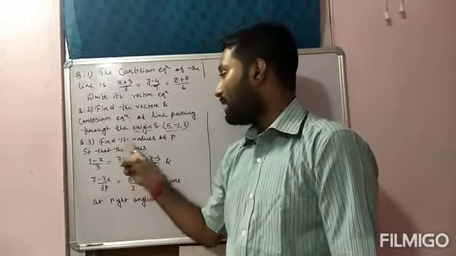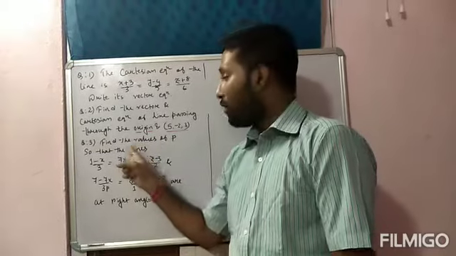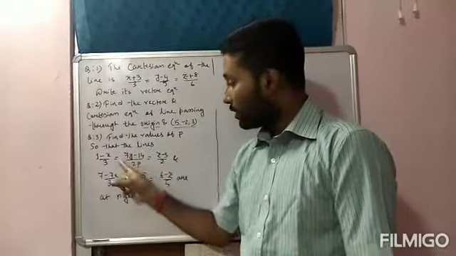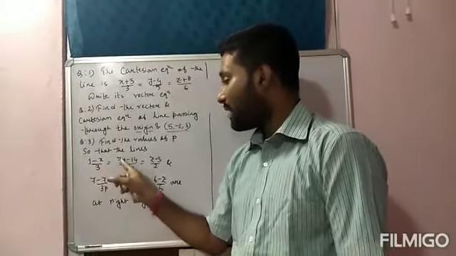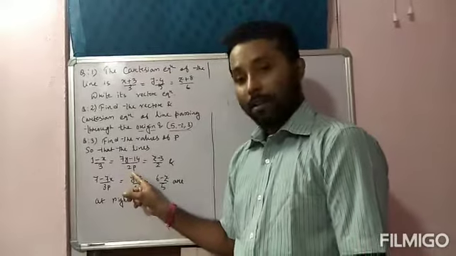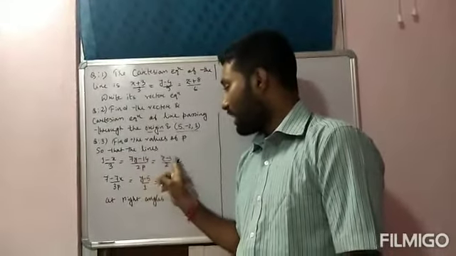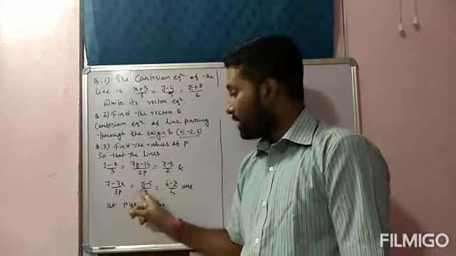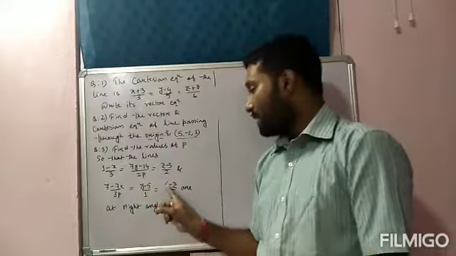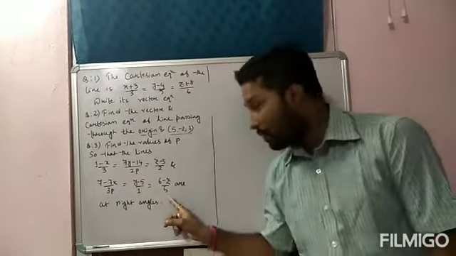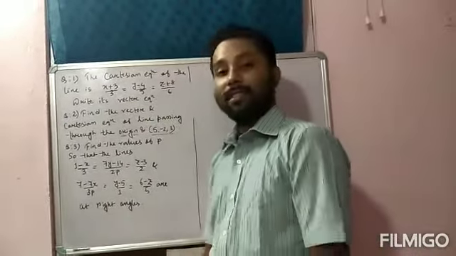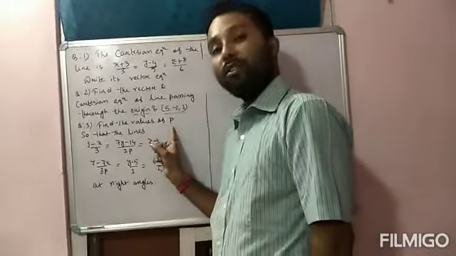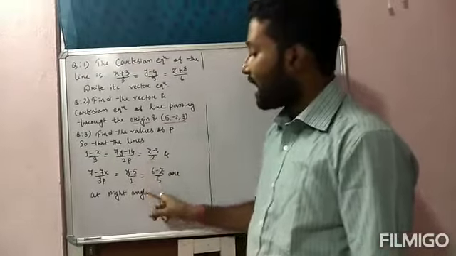The question is: find the values of p so that the two lines, 1 minus x by 3 is equal to 7y minus 14 by 2p is equal to z minus 3 by 2, and 7 minus 7x by 3p is equal to y minus 5 by 1, which is equal to 6 minus z by 5, are at right angles. Yes, what is the question? You are asked to find the values of p so that these two lines are at right angles.